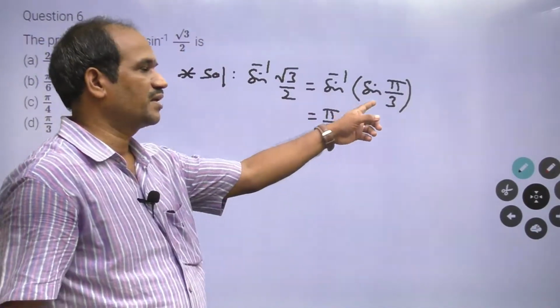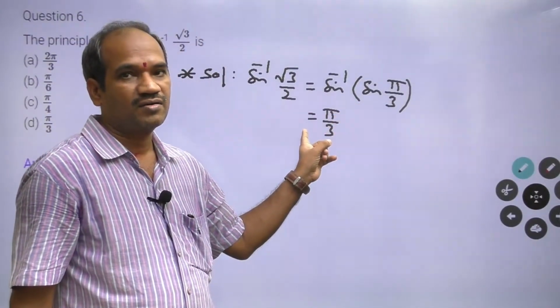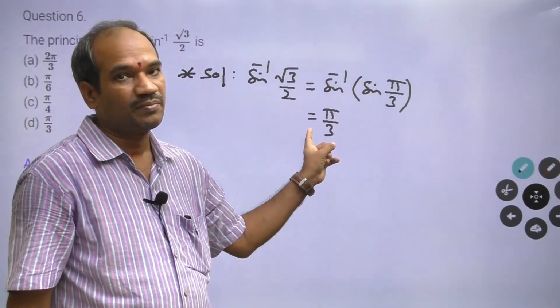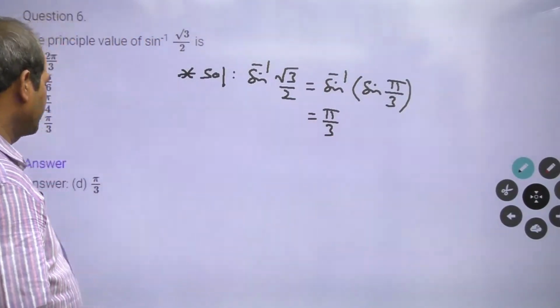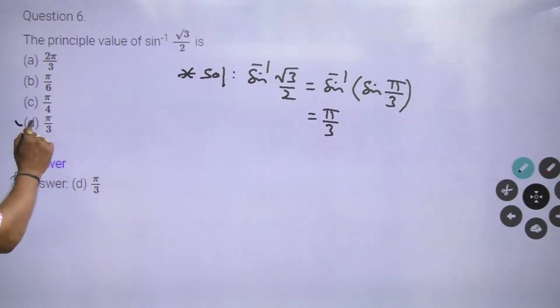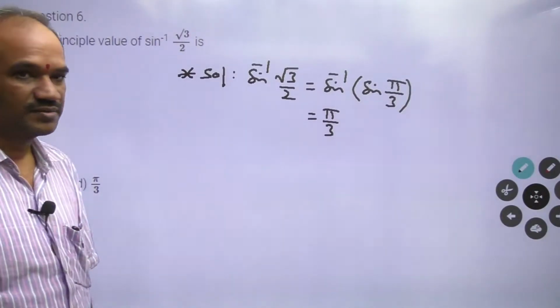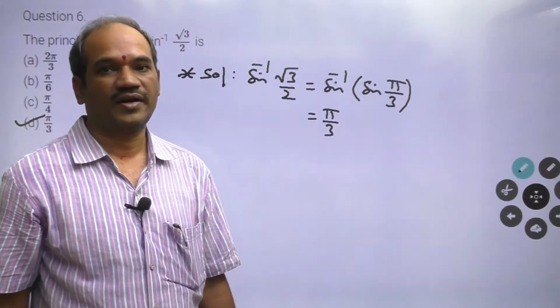Sin inverse of sin theta is theta, where theta belongs to the closed interval minus pi by 2 comma pi by 2. So your option is pi by 3, the answer. Check the option: pi by 3, the fourth option, D, is the right option. Write this question.